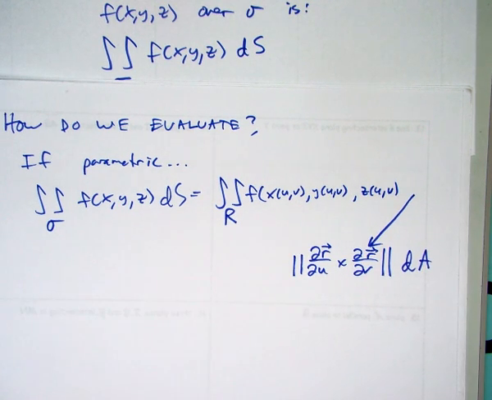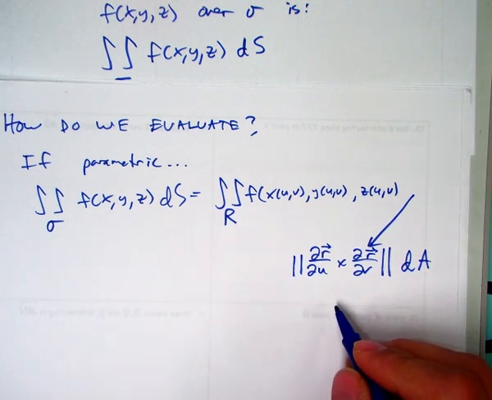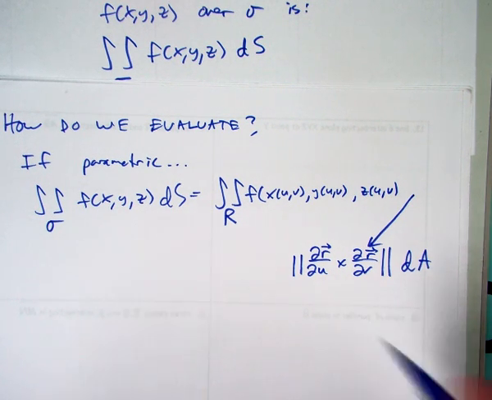What was that? That's the surface. Was that the Jacobian? No, this is the actual surface area of the surface. Oh. The Jacobian was a determinant.